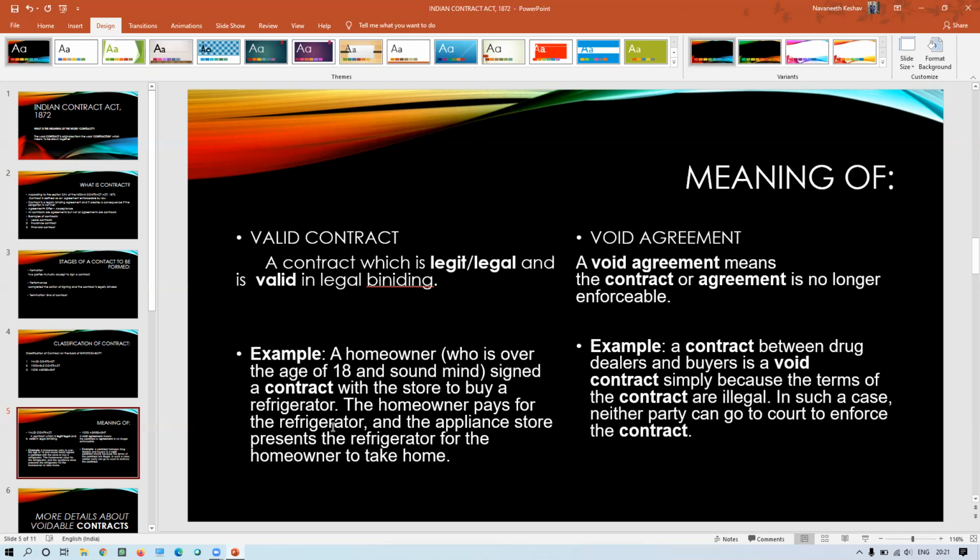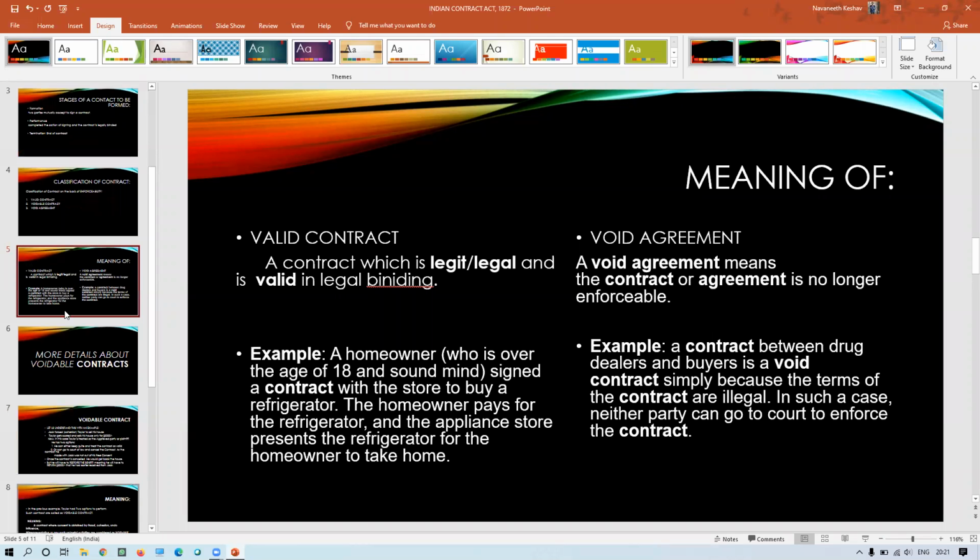A contract between a drug dealer and a buyer is a void contract. Of course, it is an illegal or illegitimate contract. If I ask you to kill someone and tell you that I'll be paying you 5 lakhs, and you kill that person and come to claim your money, and I don't give it to you, you cannot go to the court and file a petition against me, because it is an illegitimate contract. That means it doesn't hold any value in the eyes of law.